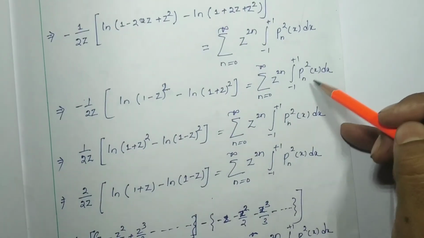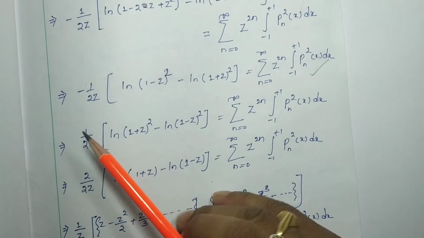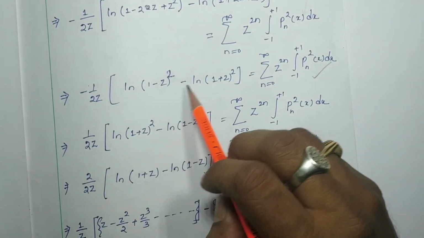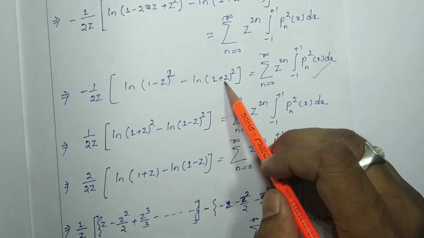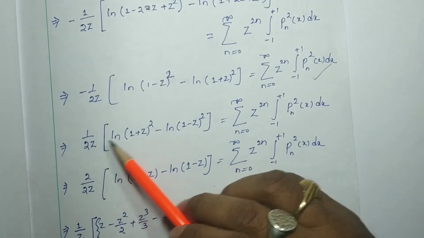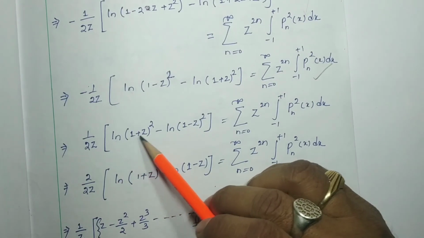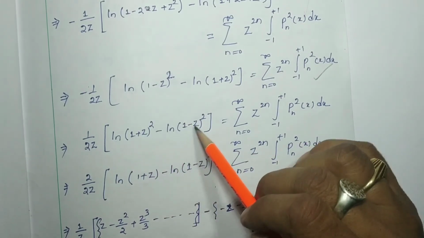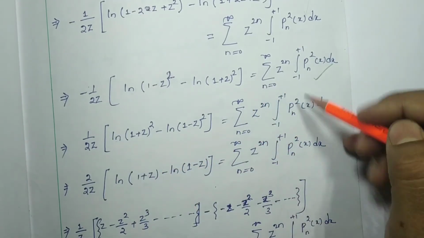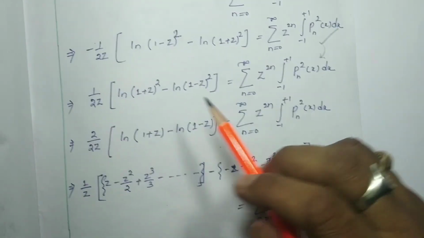Okay, and left hand side, right hand side is the same. Then I can write, see, this minus is there. If I multiply this minus inside the bracket, this plus term will come to this side first. So 1 by 2z ln(1 plus z square) comes to this side, 1 plus z square minus ln(1 minus z square), bracket closed, is equal to the summation over whatever previous same thing I have written.